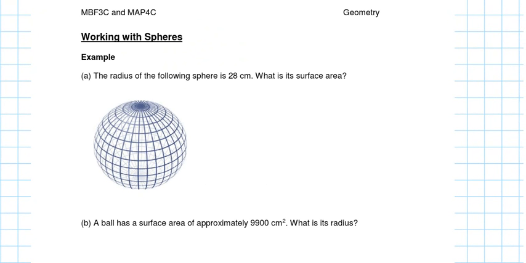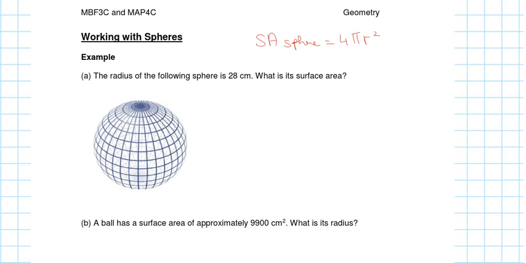Moving to the spheres, if I would like you to look at your formula sheet and find a sphere and tell me what would be the surface area formula for a sphere. 4 pi r squared. So it's 4 times the area of one circle. Okay?